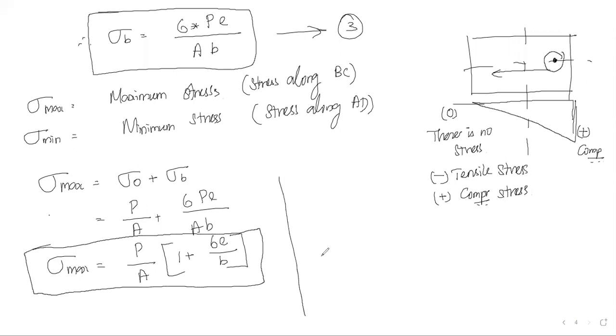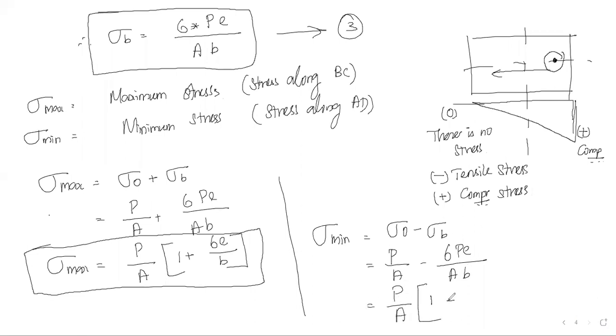Similarly, minimum stress, sigma minimum, which is nothing but sigma naught minus sigma b. Whereas sigma naught becomes P by A, sigma b becomes 6 into P into e divided by A into b. So we are going to take P by A as common term. So 1 minus 6e divided by b. This is the minimum stress value.